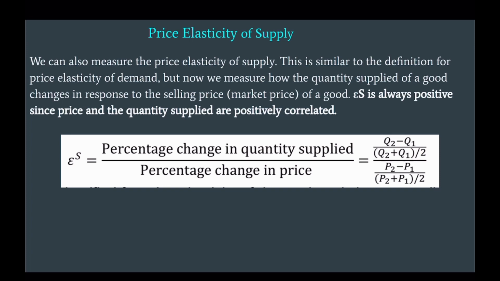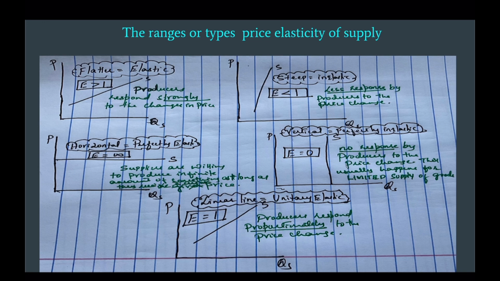Price elasticity of supply. We can also measure the price elasticity of supply. This is similar to the definition for price elasticity of demand, but now we measure how the quantity supplied of a good changes in response to the market price of the good, or how the producer responds to the changes in the prices. The elasticity of supply is always positive since price and the quantity supplied are positively correlated. So the formula is percentage change in quantity supplied over percentage change in price.